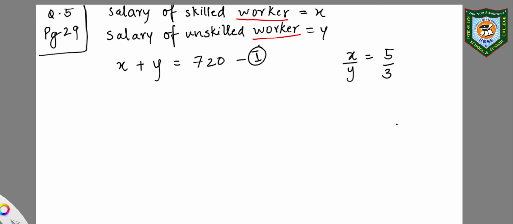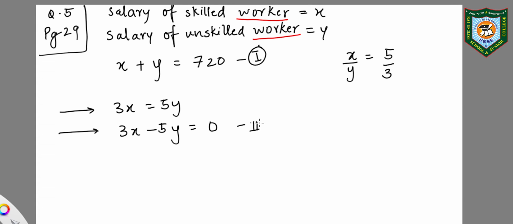So if I try to solve this ratio, I will get 3 times x is equal to 5 times y. Taking 5y to the other side, I will get 3x minus 5y is equal to 0, and this is my equation number 2. So once I get both the equations, all of you can solve this pair of equations and get the answer. If you have any doubt on how I framed this pair of equations, just message me and I'll help you out. Now, moving on to our next question. This is question number 6.